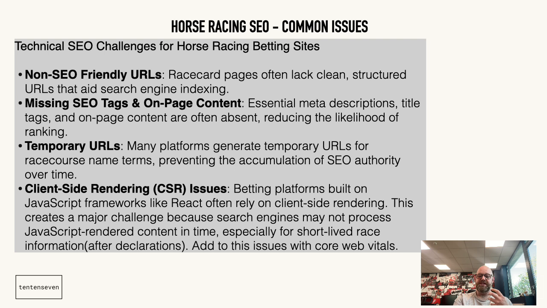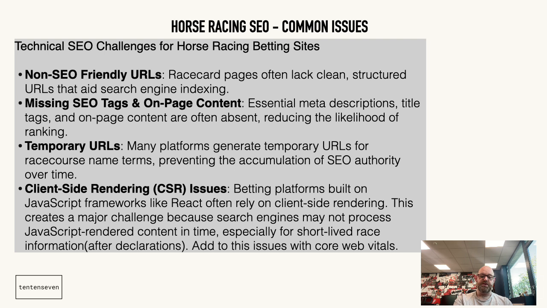A major issue is temporary URLs. These are typically for individual races and individual meetings, and also race courses in some cases. Many platforms generate temporary URLs, and these are not great for SEO because they don't hang around long enough for Google to index and rank them on SERPs. And also they're not around long enough for you to optimize those URLs over a period of time.